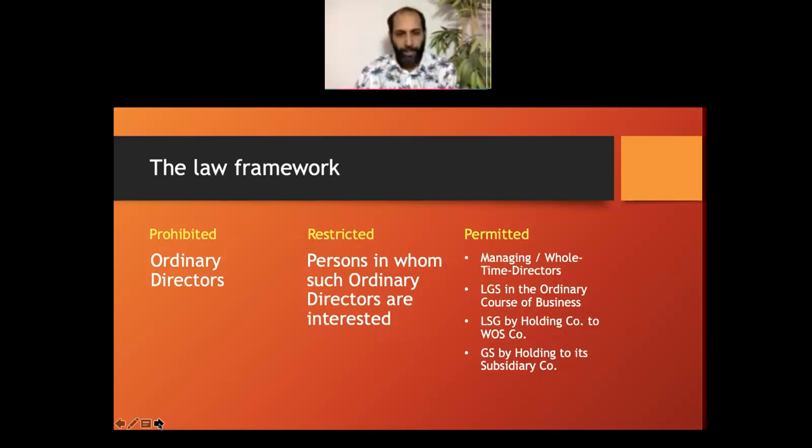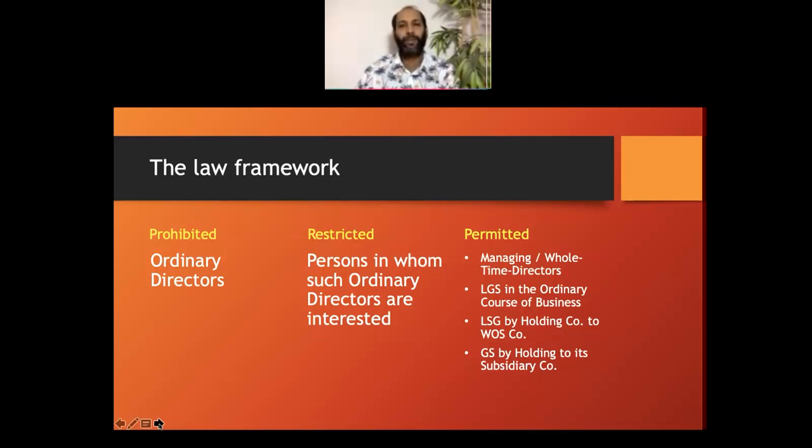But at the same time, you must be very clear that the restrictions under section 185 are demarcated into three categories. First one is the prohibited category. You can't give any loan, guarantee or security, that is LGS, to any ordinary director. Point number one. The second list which we will be discussing is the restricted list. There are some conditions subject to which you can give the loan, and that list is called persons in whom such director or ordinary directors are interested. And third one is, of course, the permitted list.